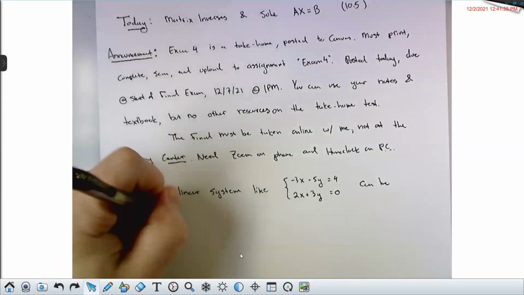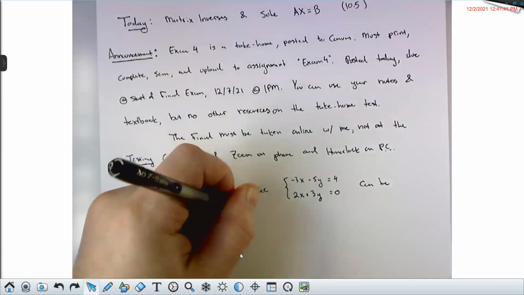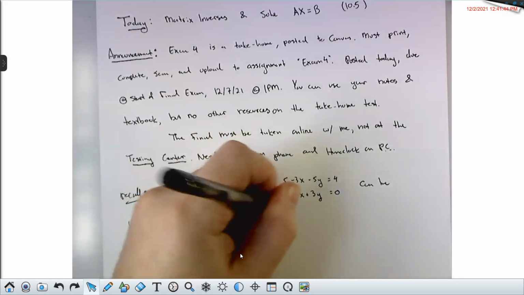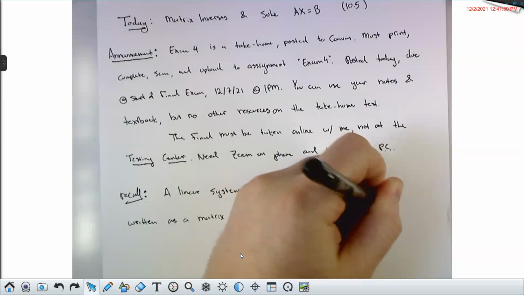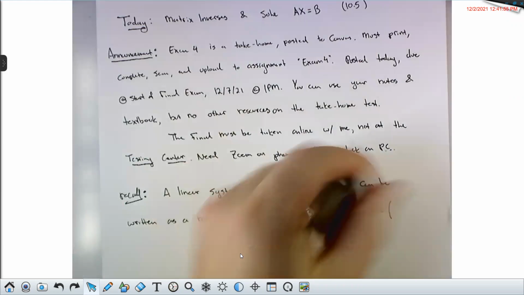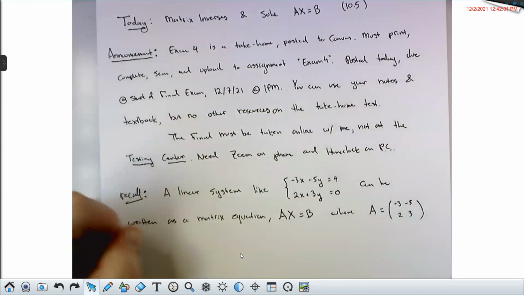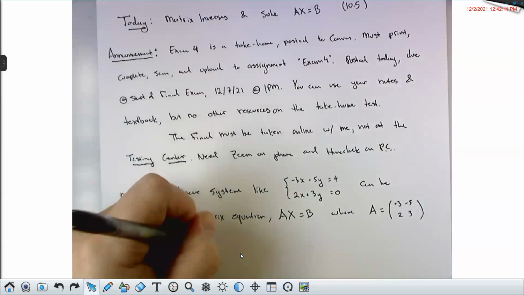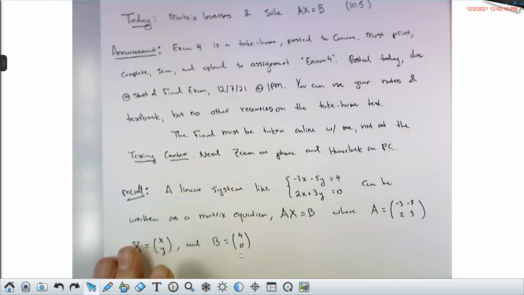can be written, this was the big payoff last time, can be written as a matrix equation AX equals B, where A is the standard coefficient matrix, just the coefficients over here, negative 3, negative 5, 2, 3. X is the column matrix made up just of the variables little x, little y. And B is the column matrix of right-hand sides, 4, 0.